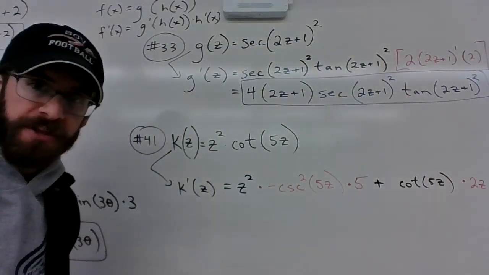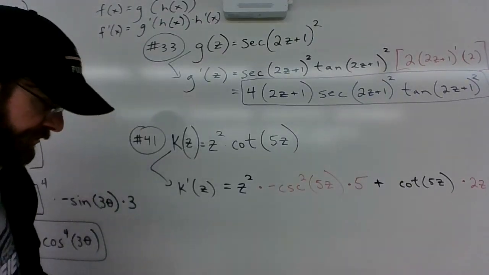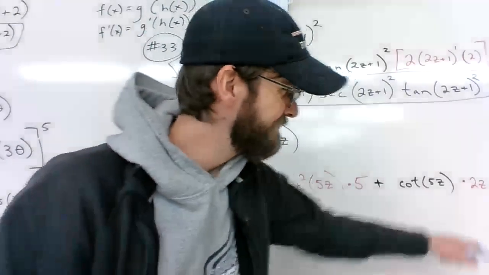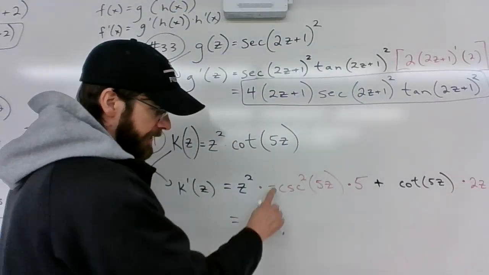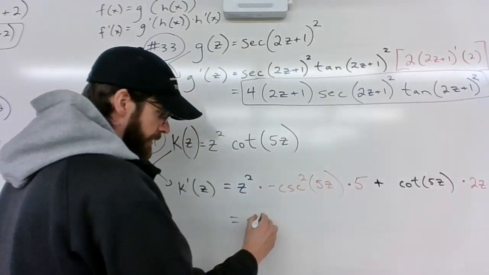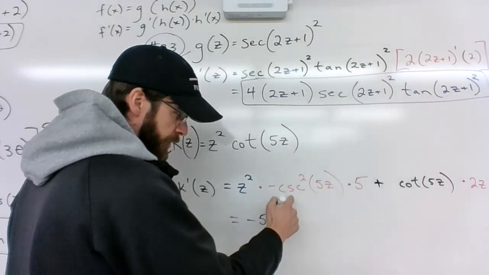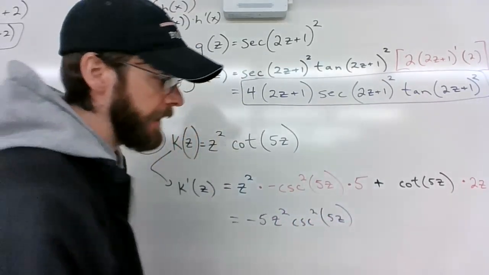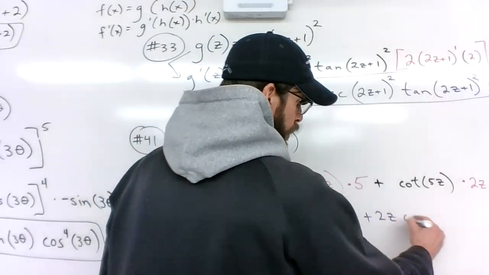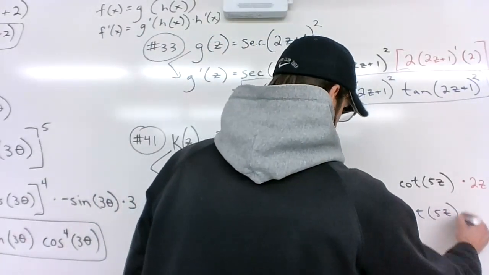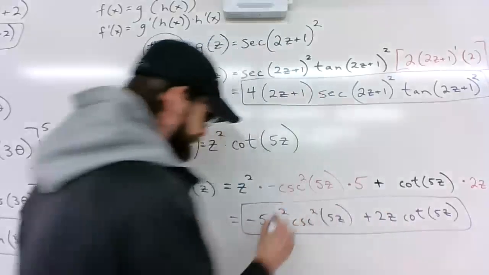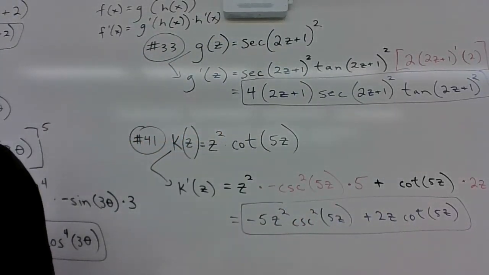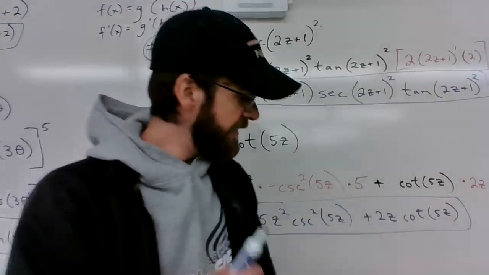And that's pretty much the basics of this one. You're done. Except this is kind of iffy. Let's tidy it up. Negative 5z squared times the cosecant squared of 5z. That's the proper way to write it. Plus 2z cotangent of 5z. Awesome.